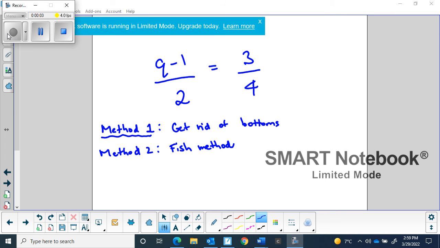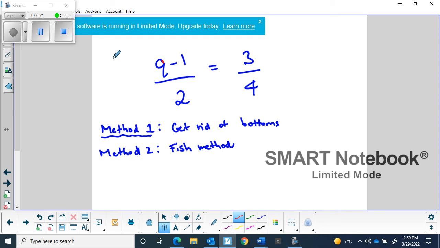So in 8.3, we will also see this type of question. So we have q minus 1 divided by 2 equals 3 over 4. Still a two-step question, except the problem is we have denominators now. And so really we want to isolate the q, right? We want to get rid of the number. Now we can keep the fractions.